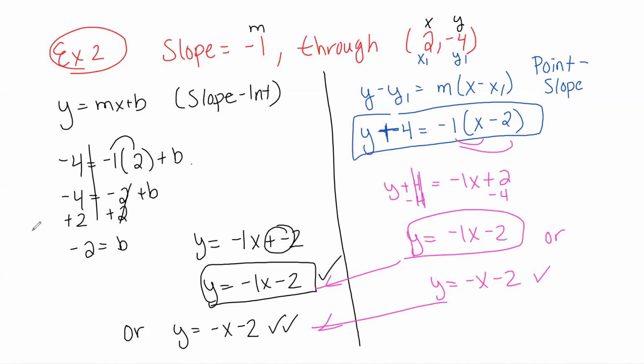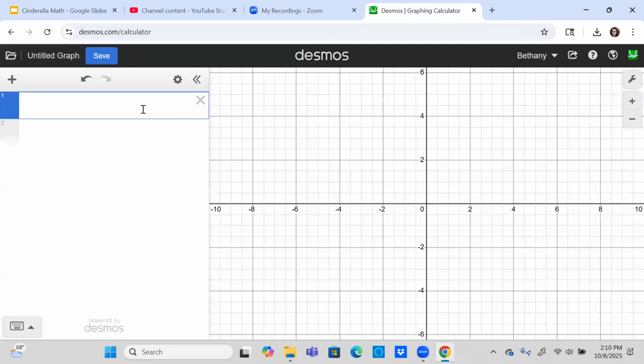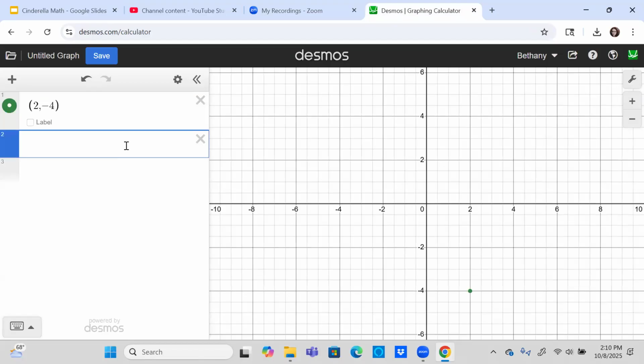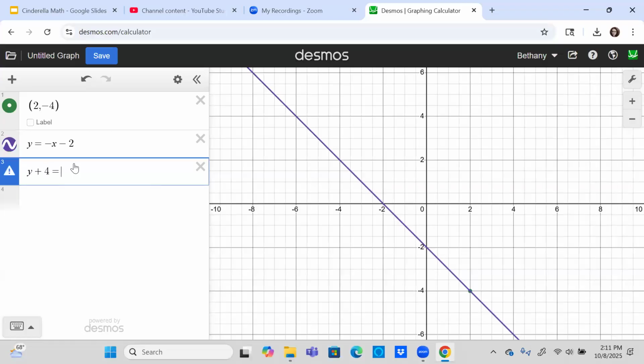Okay, I will check this one on Desmos. And this is probably the last time I'll show you on Desmos. It's pretty straightforward. Okay, we had the point 2, -4. There he is. And we had the answer of y equals -x, you can put the 1 or you can leave it off, minus 2. Yep, it hits the point. We did that correctly. The other answer we had was y plus 4 equals -1 parenthesis x minus 2. Boom, same thing. We're correct. Awesome.